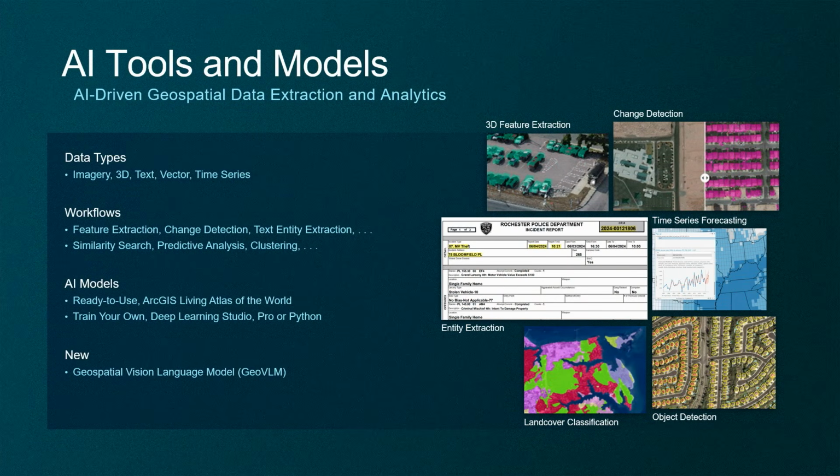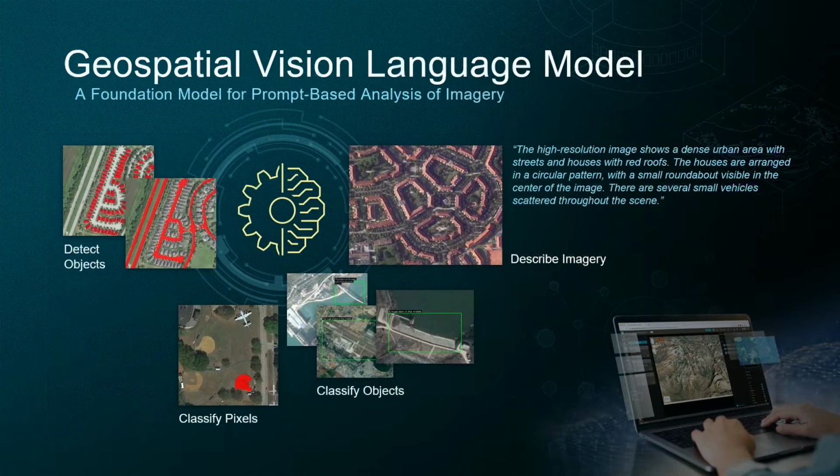ArcGIS includes ready-to-use GeoAI tools and models. With them, you can work with different types of data, imagery, 3D, text, and more. Now, today, we want to share with you a very exciting project, a new foundation model. We call it the Geospatial Vision Language Model, or GeoVLM. We are building it in partnership with Amazon Web Services. They are providing the cloud infrastructure. To train this model, we are using massive amounts of geospatial imagery all across the globe.